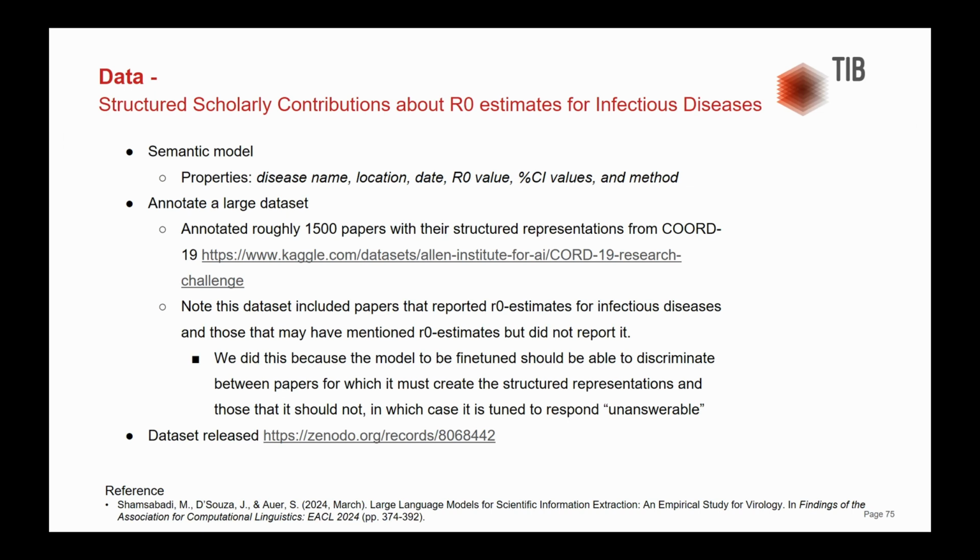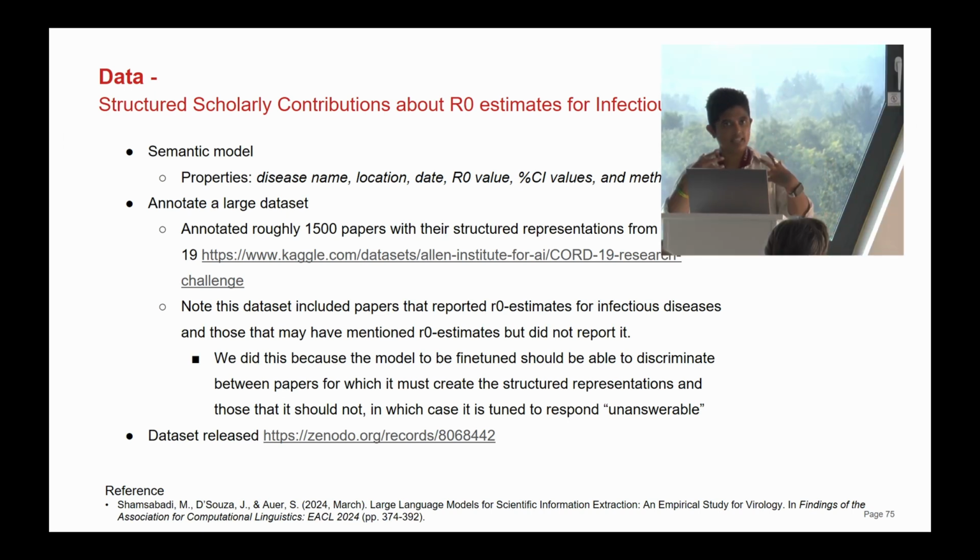Now this data set included papers that reported R0 estimates and those that may have mentioned R0 estimates but did not report them. So we used these signals to fine-tune the large language models to even filter out papers that were not reporting R0 estimates. This annotated data set is publicly released on Zenodo, and here is the link.